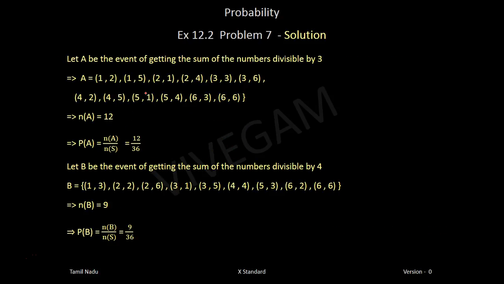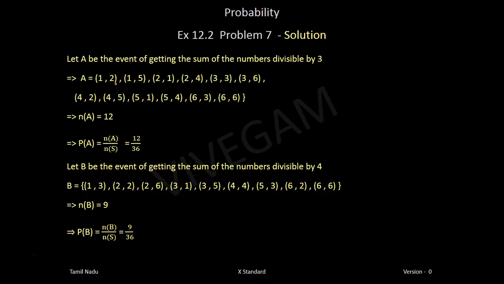That is what is already done here. 1, 2; 1, 5; 2, 1; 2, 4; 3, 3; 3, 6; 4, 2; 4, 5; 5, 1; 5, 4; 6, 3; and 6, 6. You add anything, 4 plus 2, 6. 6 is divisible by 3. 5 plus 1, 6, divisible by 3. So these are all the outcomes which are favorable to A in the sample space.